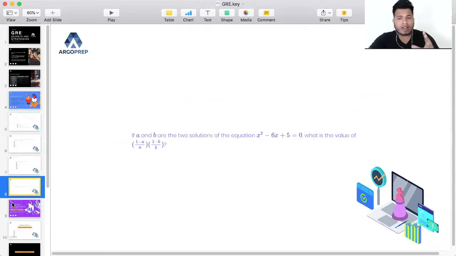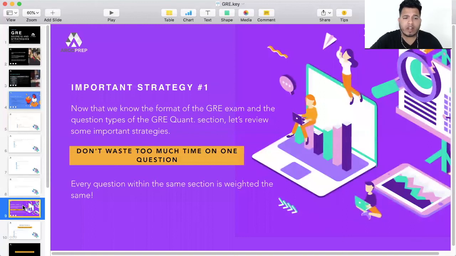Let's go on to the strategies, right? We're talking about the strategies. We're not talking about foundations. We already built you the entire foundational course. We've already gone over all the different types of mathematical concepts you need to understand. So this webinar is just about basic strategies. So let's move on. Important strategy number 1, we just did that. Know the format of the GRE exam and the question types. Okay, let's review some of the questions. Don't waste too much time on one question.